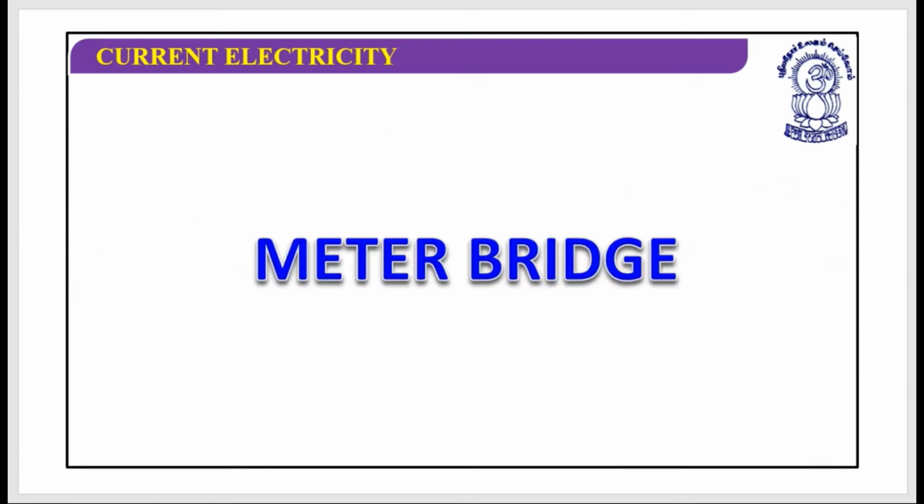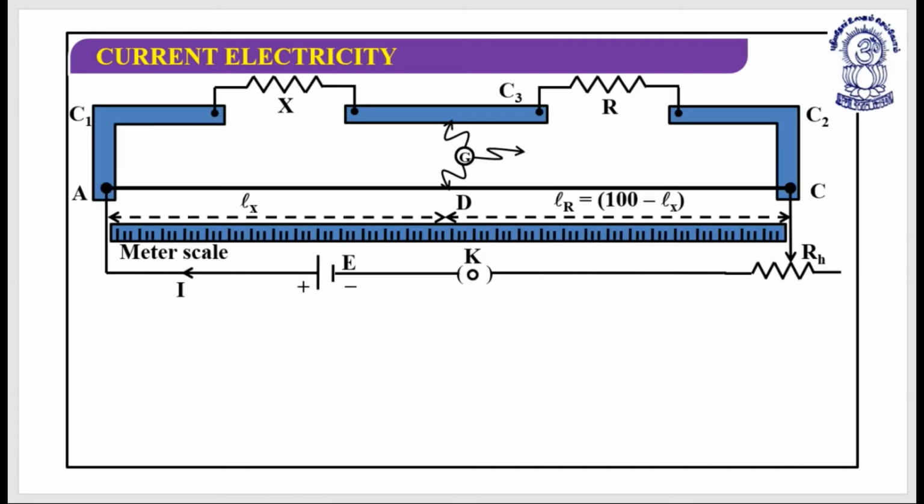Now let's look at the practical application of the Wheatstone bridge, and that is the meter bridge. In the meter bridge we are going to use the same concept that we were using in the Wheatstone bridge, that if the ratio of P by Q is to R by S is the same, then we can just eliminate the fifth resistor because no current is flowing through this, and find out the resistance.